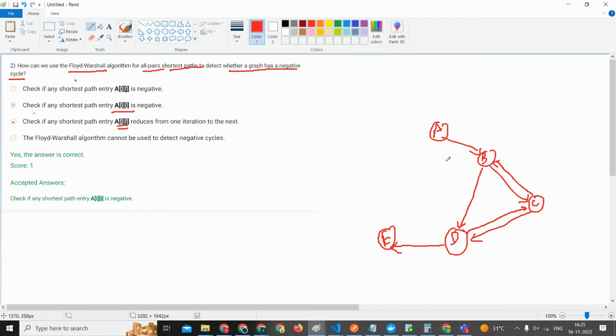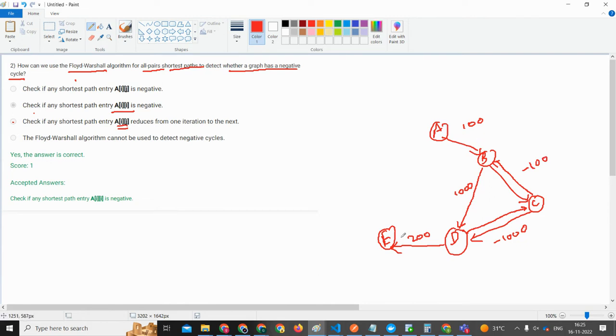Let's say if I put this as 100. From B to D it is like 1000, for example, I'm giving. So this is 200. Then this should come as negative. So I'll put like minus 1000, minus 100.